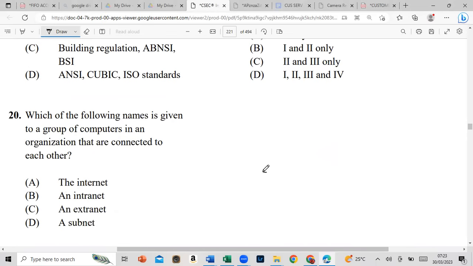A, the internet, B, an intranet, or C, an extranet, or a subnet. And that is an intranet.